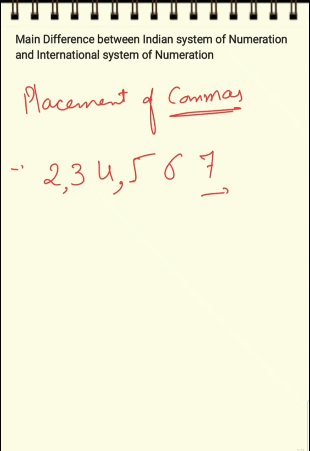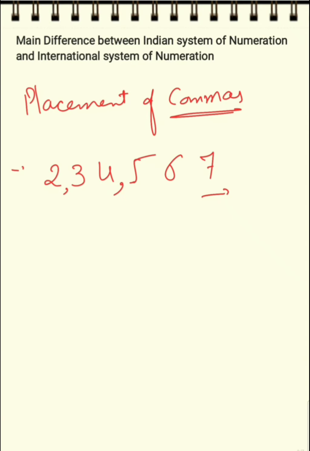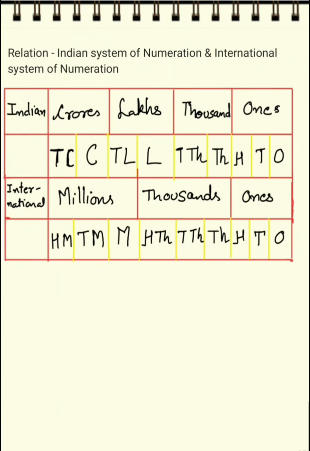This is for the Indian system of numeration. And in the international system of numeration, the first comma will come after the hundreds place, and after that commas are placed after every three digits. For example, I'll take this number. The first comma will come after the 100 place, and the second comma will come after the next three digits, 1, 2, 3, meaning here. It's like this. Now let's compare and find the relation between the two systems.